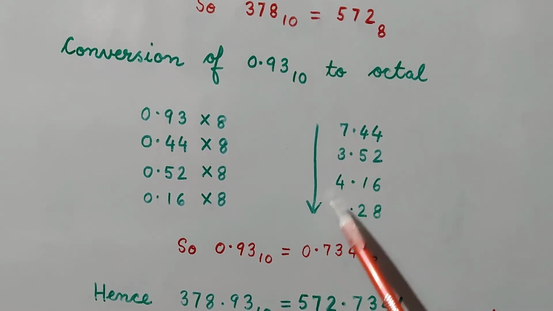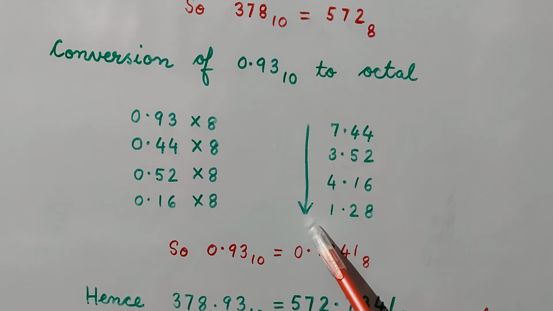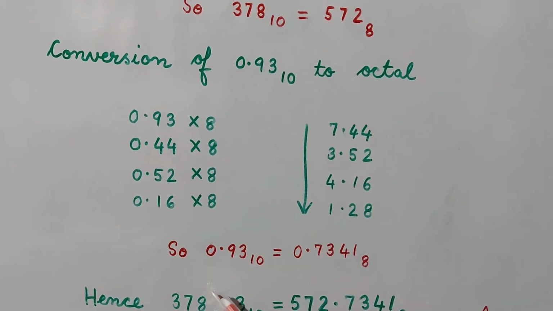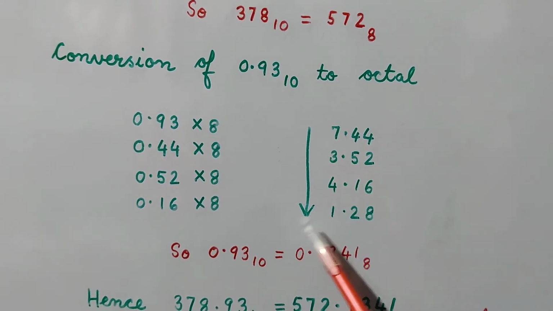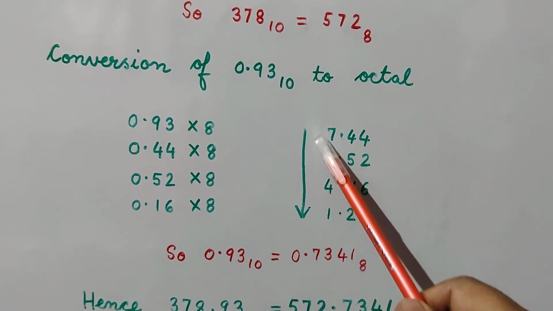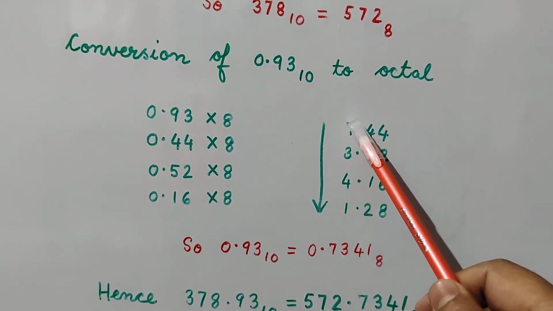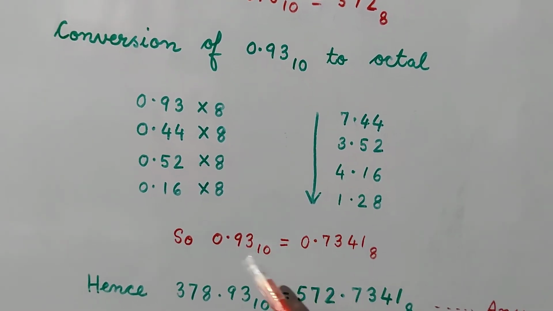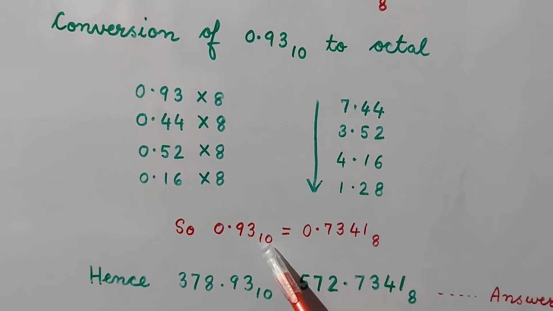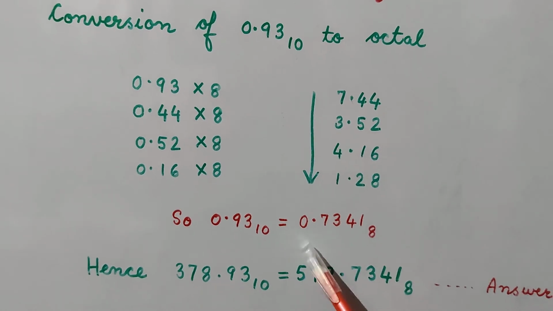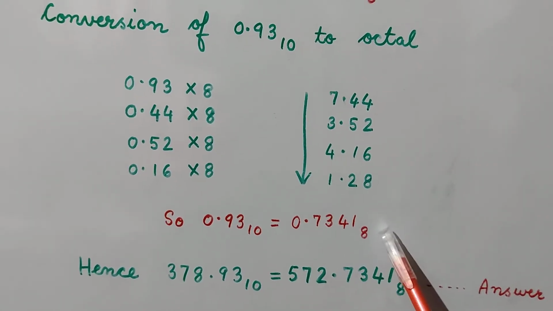After 3 or 4 steps, we will stop the calculation and then we will read the integers from top to bottom. So when we read the integers value from top to bottom, the answer comes out to be 0.7341. So the value of the decimal fraction 0.93 when converted to octal comes out to be 0.7341.